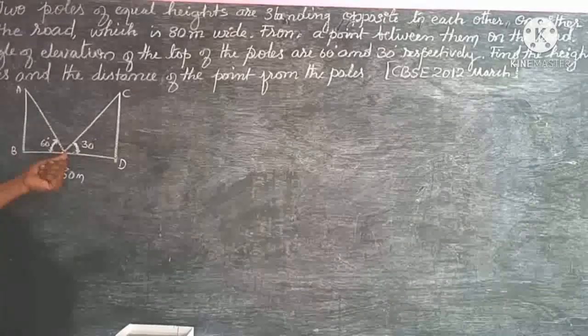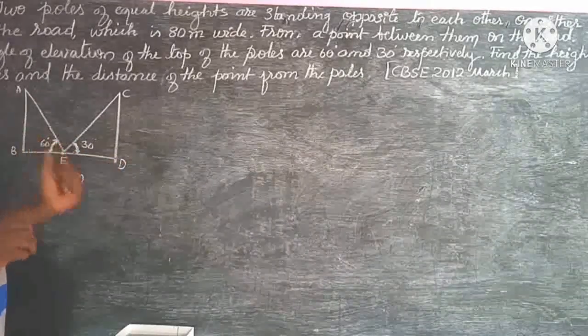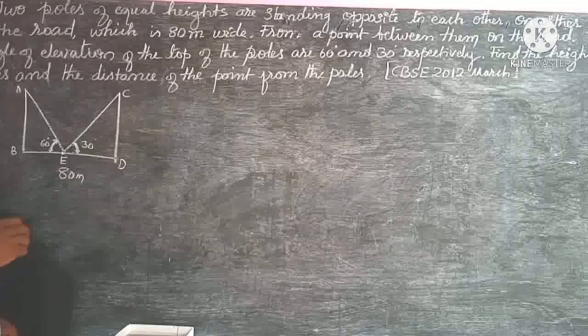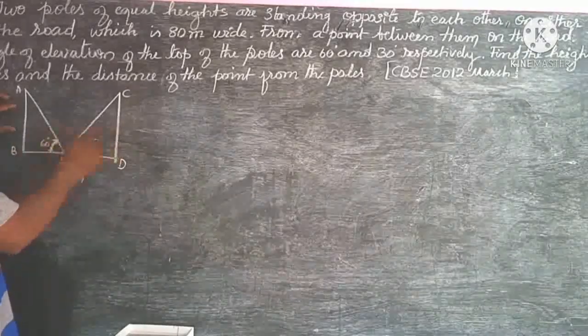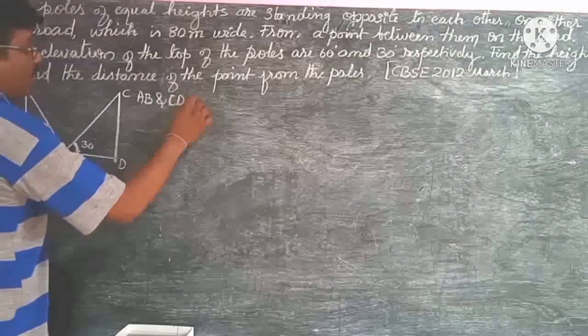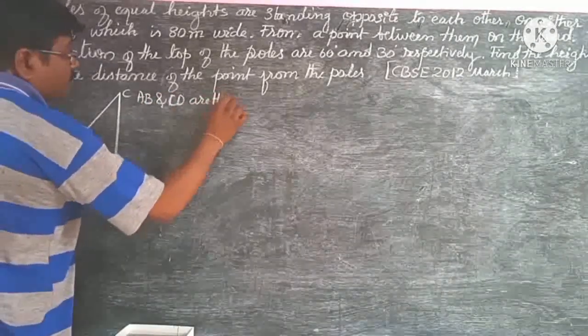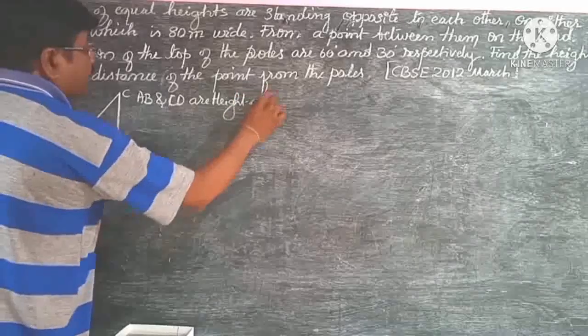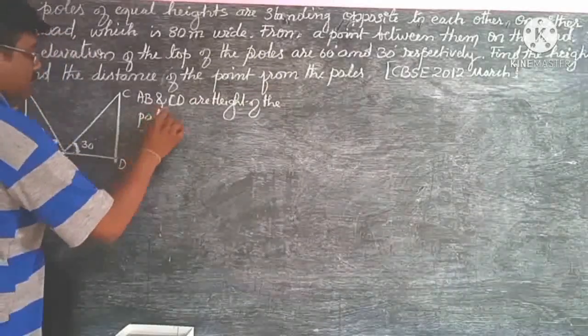Then you can find the height of the poles and the distance of the point from the poles. How much is the distance of the point which is away from these poles? Here we have AB and CD. You can write that AB and CD are the heights of the poles.